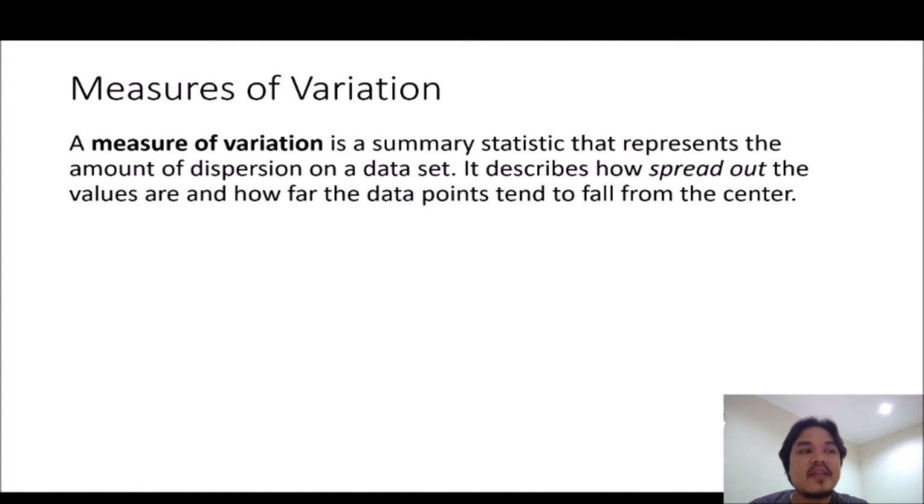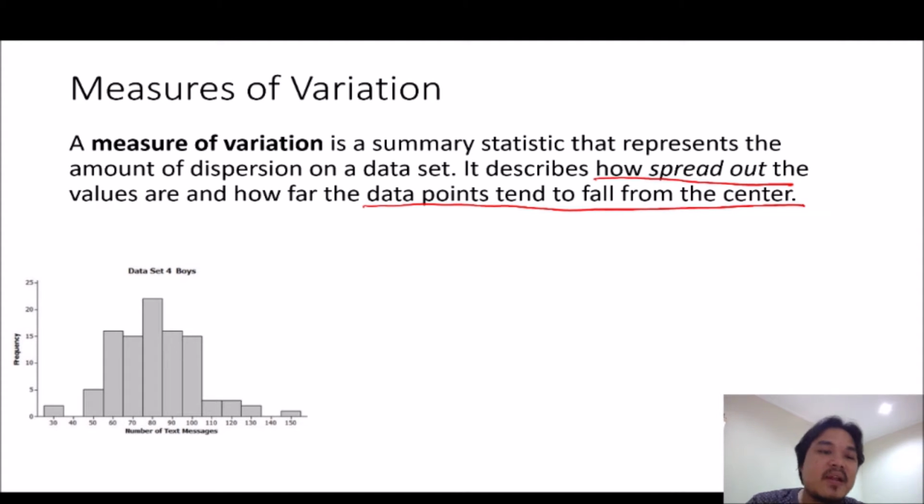Previously, we already discussed a measure of central tendency, and that is finding the central location of a given data. For measures of variation, we are more concerned with how spread out the data is, and how the data values are related to the center. Suppose we are given this histogram, and let's say this is the center of the data. In measures of variation, we are more concerned with how each score deviates from the mean, or the distance of each score from the center point.